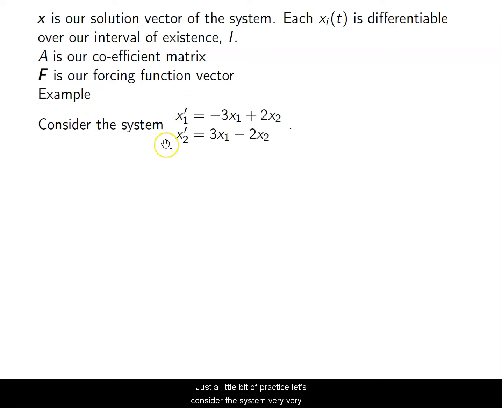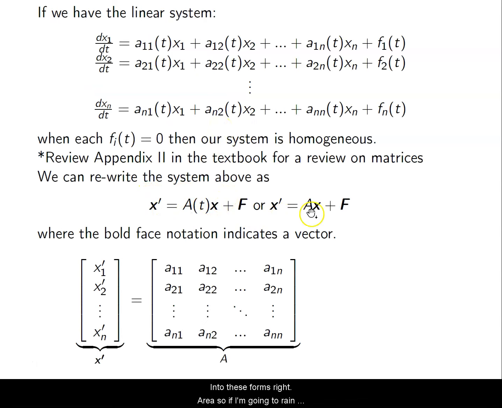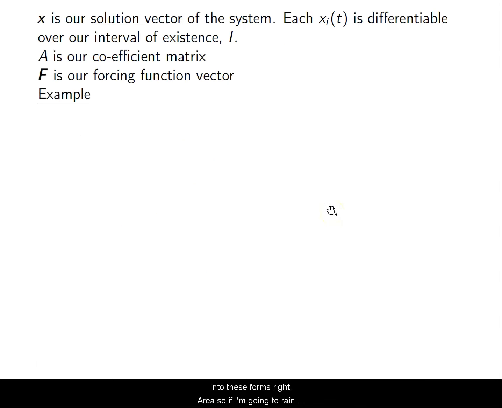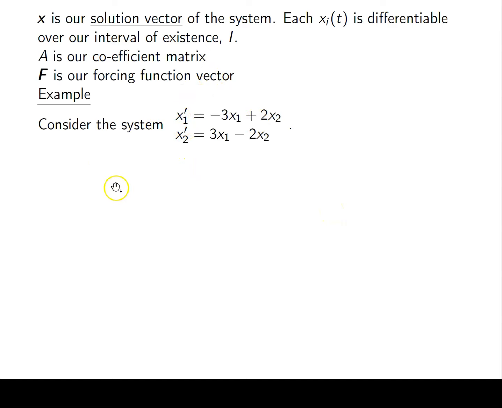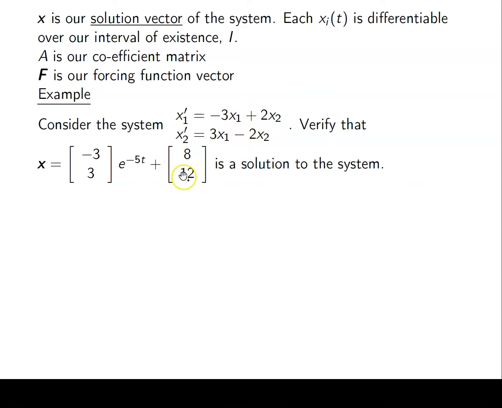So just a little bit of practice. Let's consider this system. Very, very easy system to work with. We've dealt with systems before, but we're just going to practice taking these and writing it into these forms, right? Here we go. So if I want to write in this form where it's x prime equals A times x, again, notice there's no forcing functions here, right? They're homogeneous.